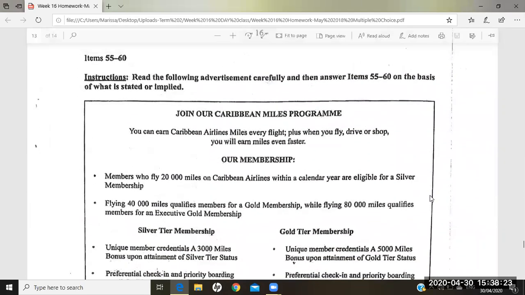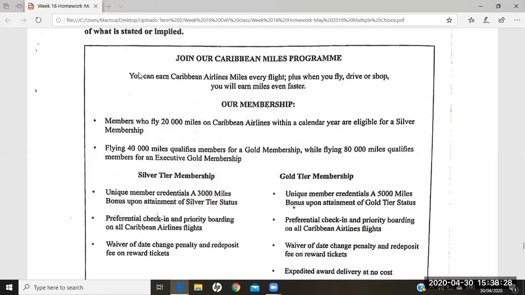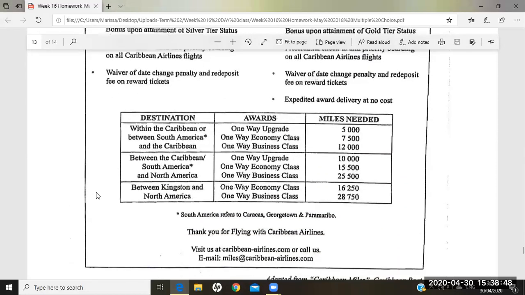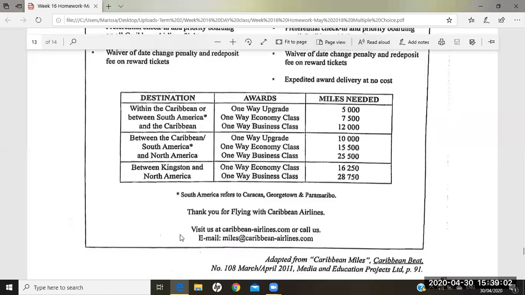And the last advertisement was talking about joining the Caribbean Miles program. We met this advertisement a while ago in a lot of past papers, where the aim is to get persons to join the Miles program. They're telling you about the membership, what the membership entails. There are different categories of the membership, so we have the Silver Tier membership and the Gold Tier membership. Also, they're telling us that if you join, you are going to be rewarded. They give you a breakdown for the destination, the awards, and the miles needed to get the award. And if you want more information, you are directed as to where you can go for the extra information.